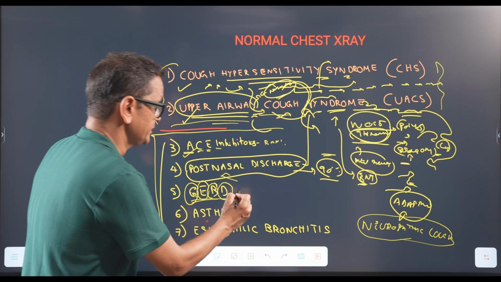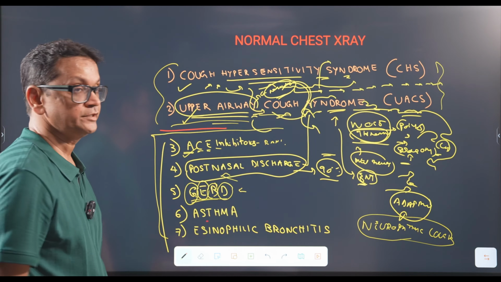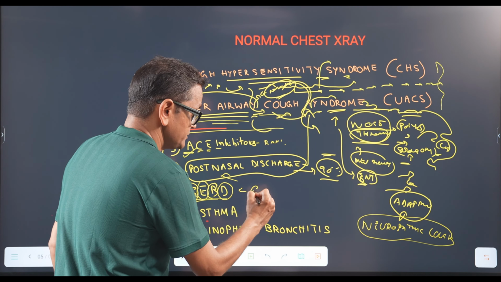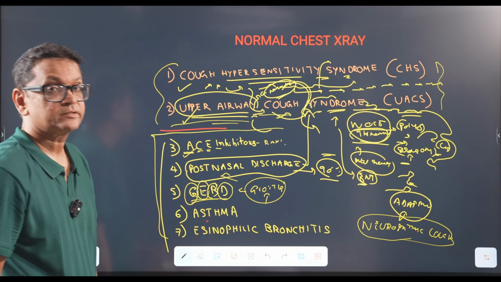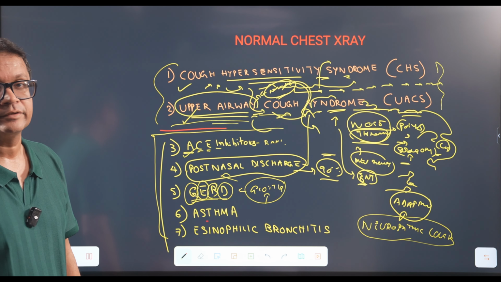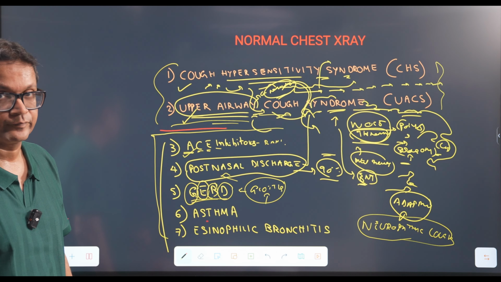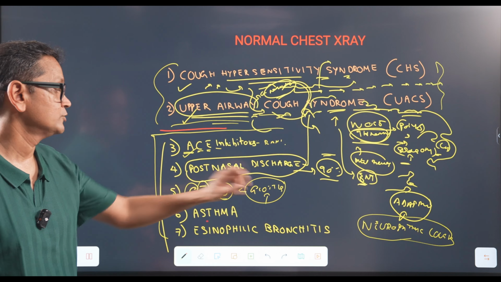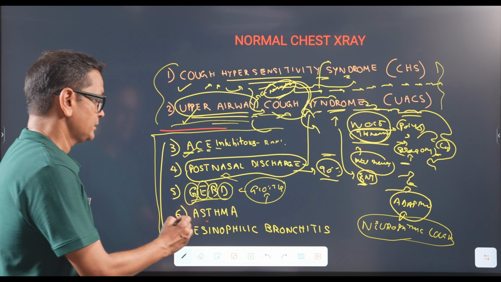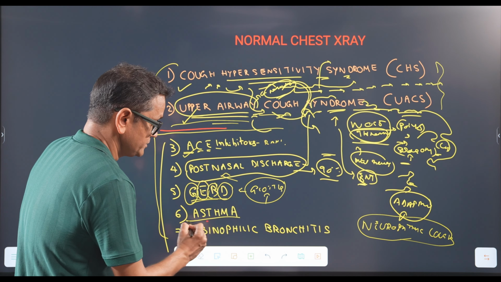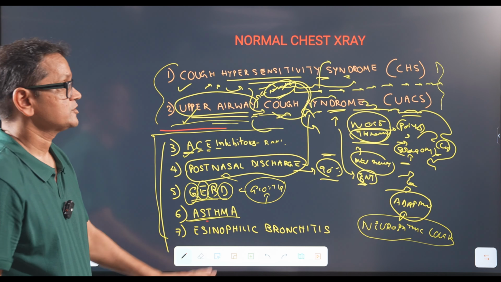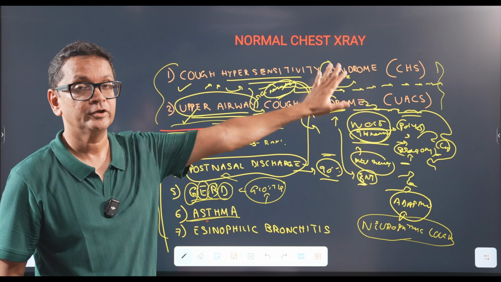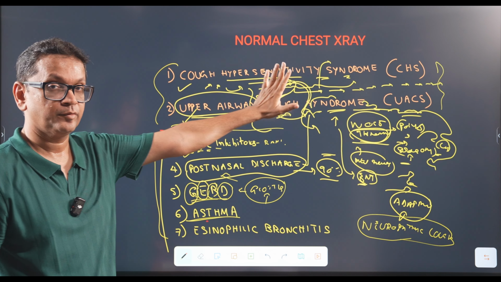So in settings of GERD, examination of glottis may reveal erythematous lesions of esophageal mucosa. So you have to suspect GERD in those settings. And one of the common suspected ones is asthma. Asthma can be associated with normal radiograph. Remember the point?